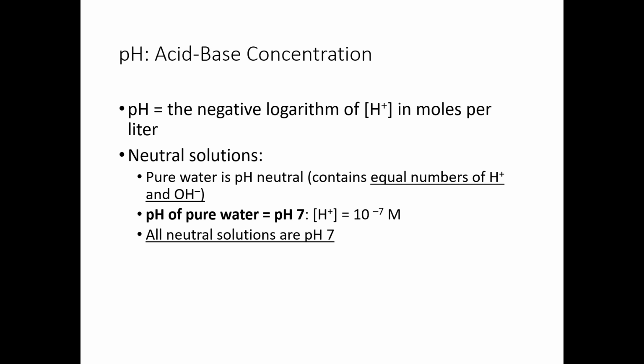And also, having pH 7 means a neutral solution, like pure water, has equal amounts of hydrogen ions, positively charged, and hydroxyl ions, OH, negatively charged.